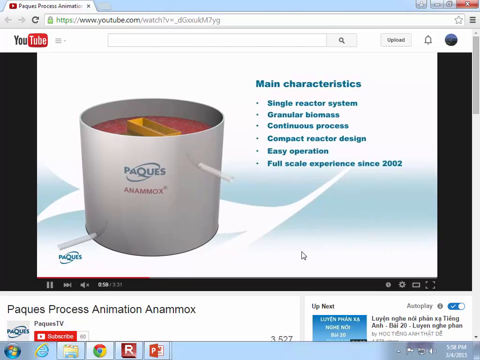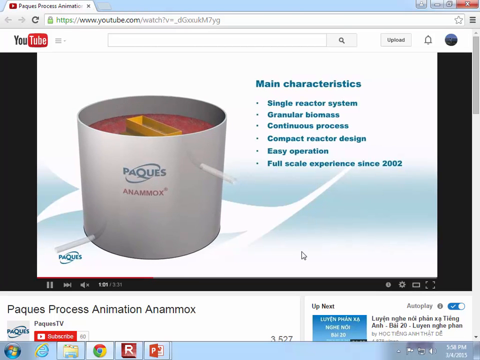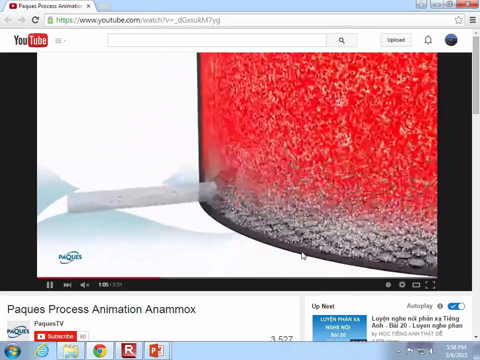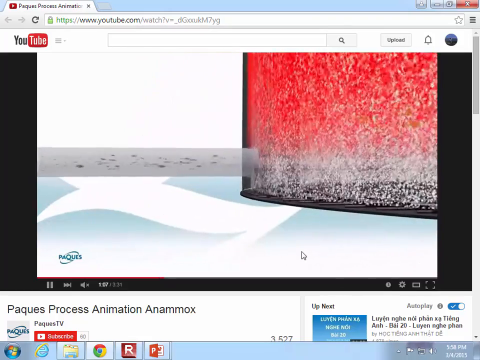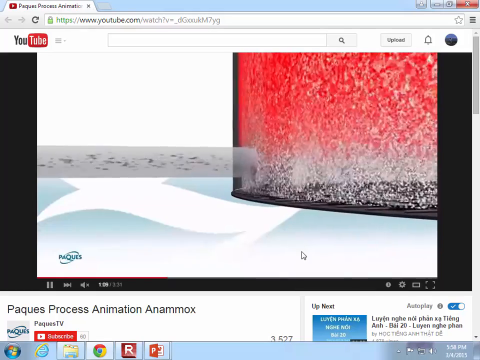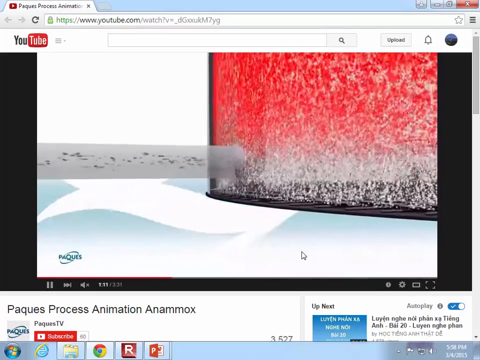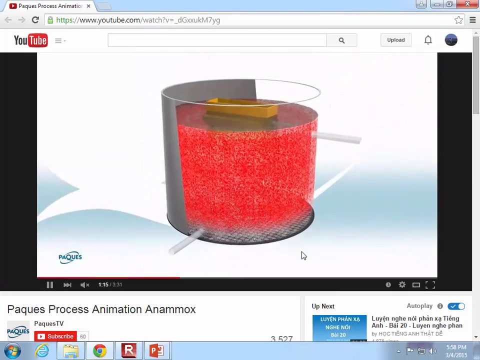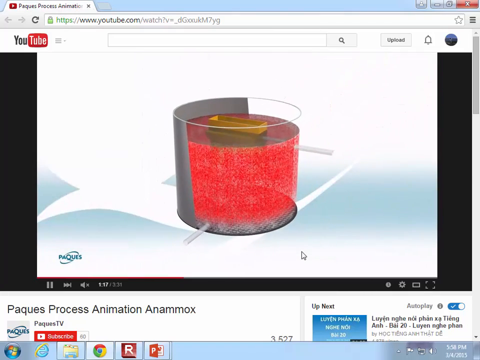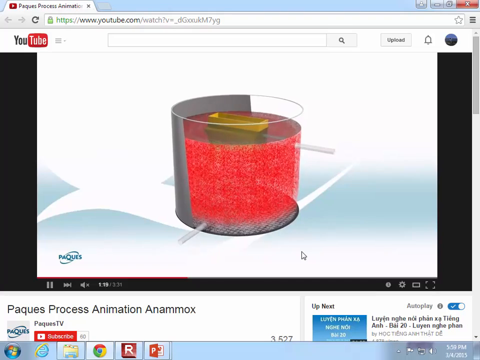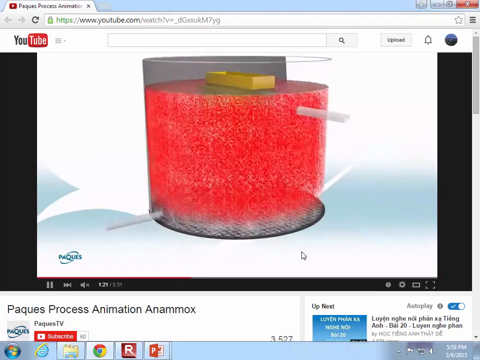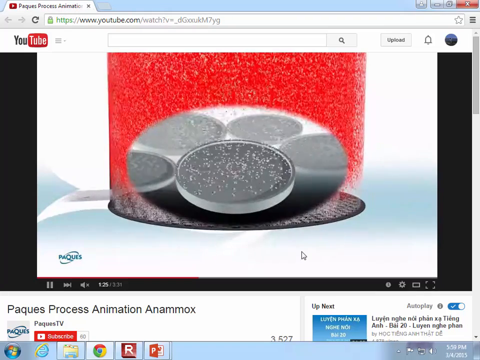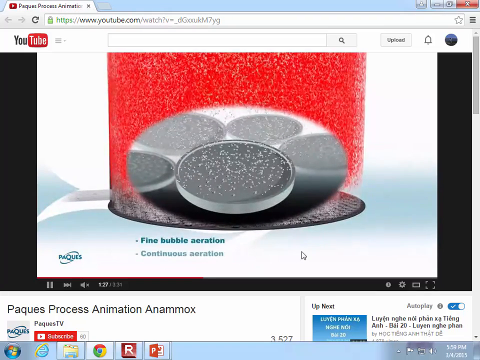So it's the granular biomass that allows it to have a two-step process in the same reactor. These little red dots are illustrating the floating granules of bacteria. You'd see the ammonia coming in at the bottom there. They have to aerate it, so that's somewhat costly, but they're not having to aerate as much as they would during traditional nitrification.